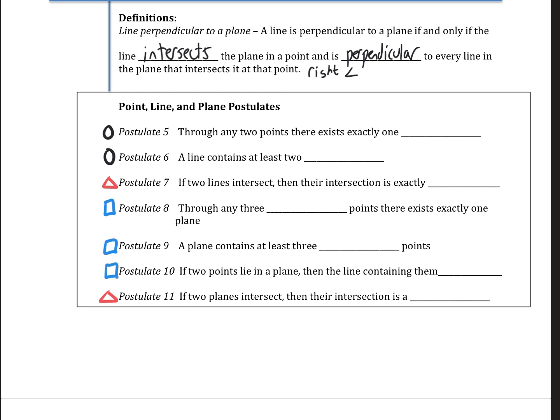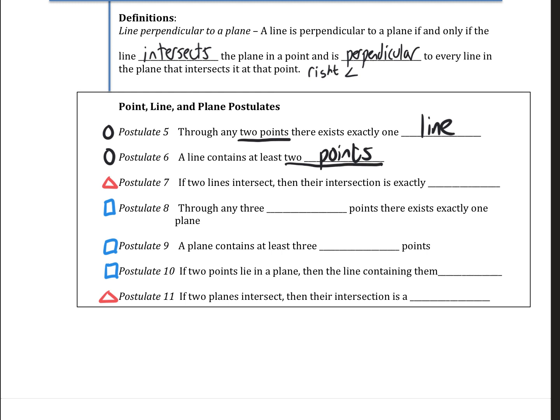All right, so postulate 5. Through any 2 points there exists exactly 1 line. How many lines? 1 line. Postulate 6, a line contains at least 2 points. How many points? 2 points. So it kind of goes both ways. It's kind of the statement and its converse. So a line needs at least 2 points.